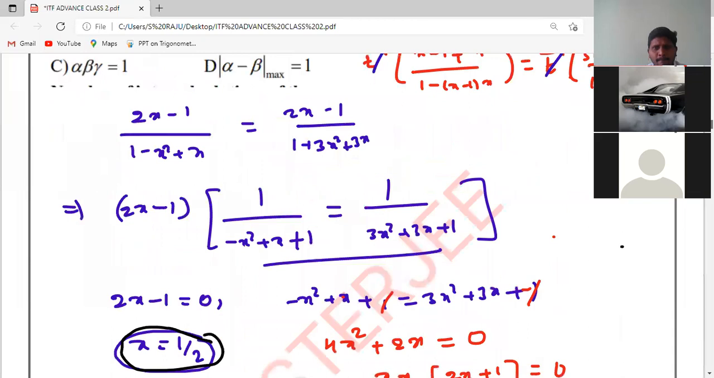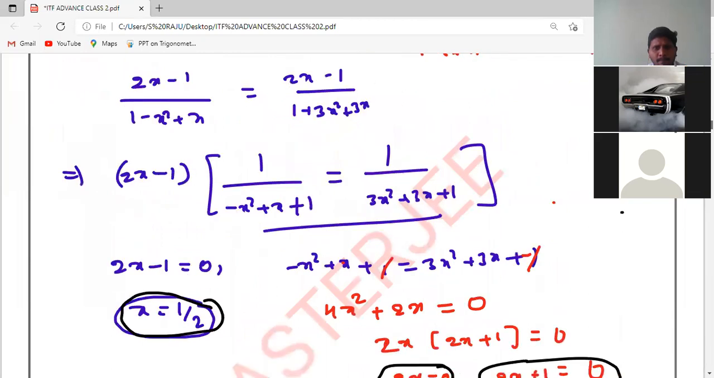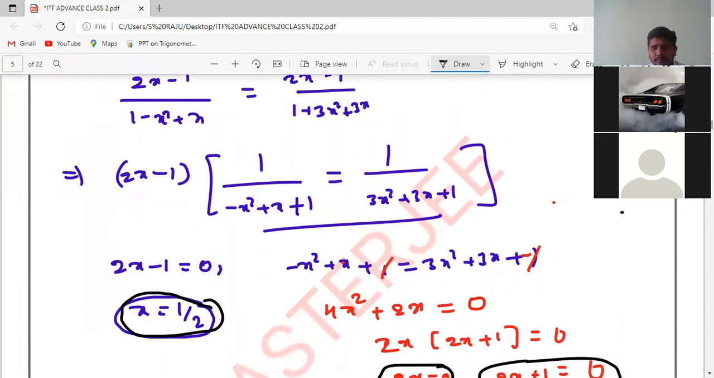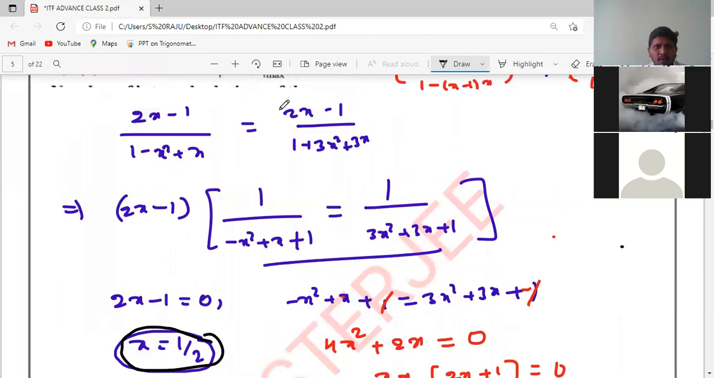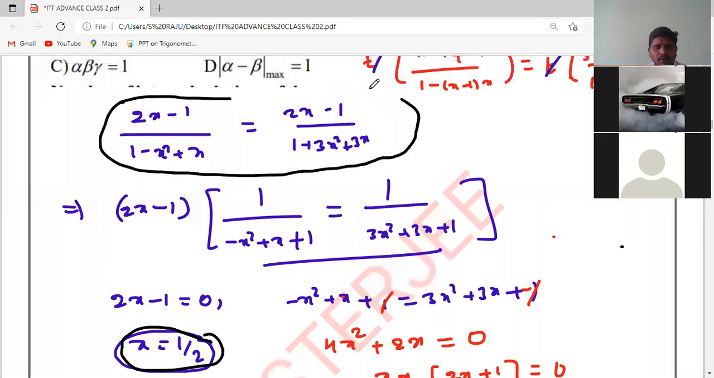Sir, could you please explain once again how we got 2x minus 1 equal to 0, sir? This first root. Oh, okay, right. See here, this above step, you can see this step. Here equality is there. Am I right?